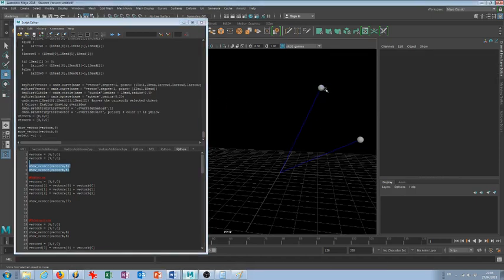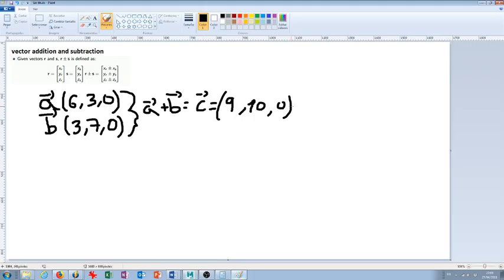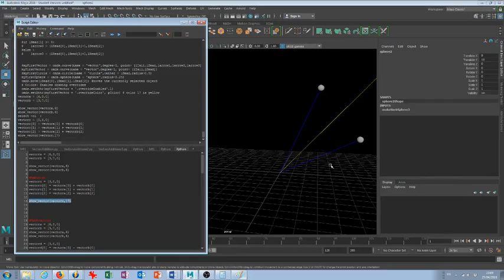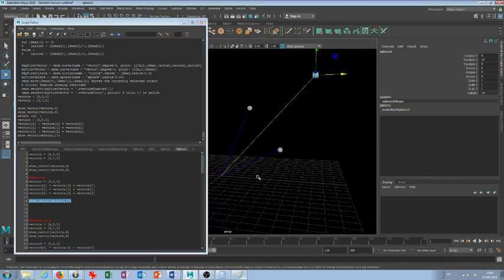You can see that I have my ball indicating the head, and I'm going to work out the vector C, adding their components. So let's see how much is this. The vector 9, 10, 0. That's what we expected, and I'm going to show it on the screen. Okay, and this is the resulting vector A plus B.